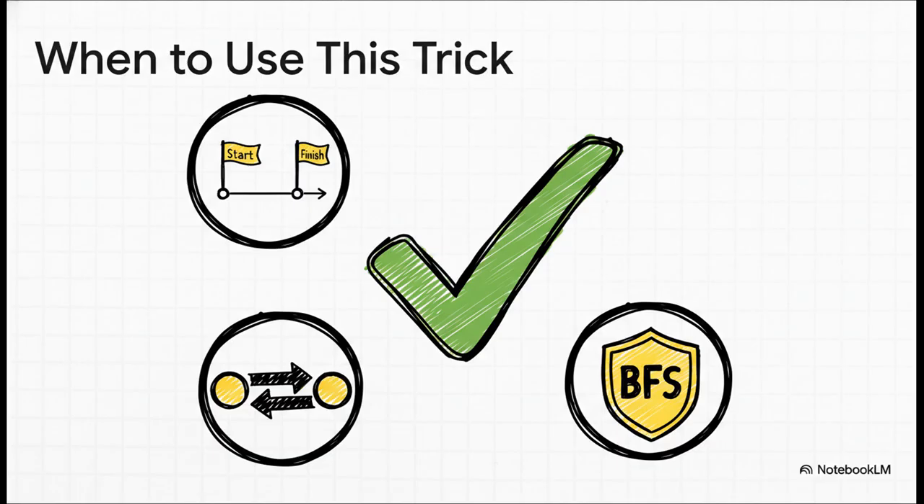You need to have a really clear starting point and a clear ending point. And the paths have to work both ways. You can't have a bunch of one-way streets. But if you meet those conditions and you use something solid like BFS for both searches, it's not just insanely fast, it's also guaranteed to give you the absolute best shortest path, every time.